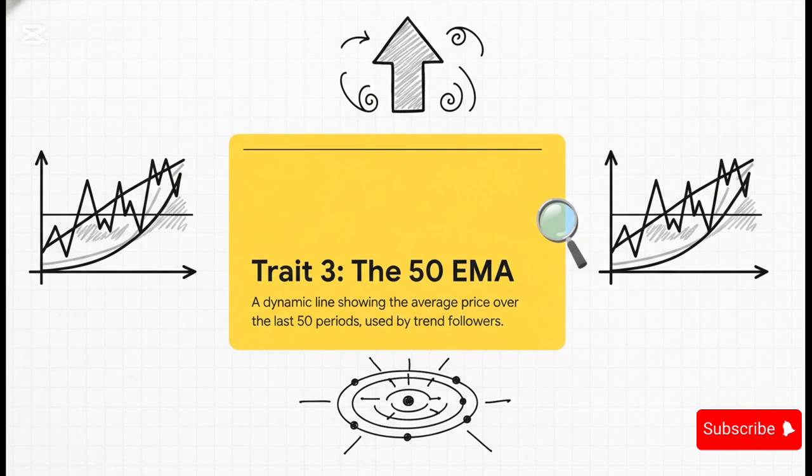And for a third piece of evidence, we're bringing in a big one, the 50-period exponential moving average, or just the 50 EMA. This is a massively popular tool used by big institutions and major trend followers. It acts like a center of gravity for price, giving us another dynamic layer of support or resistance.